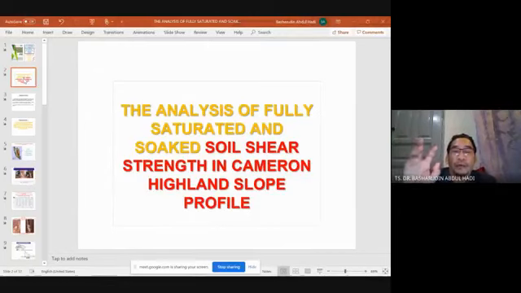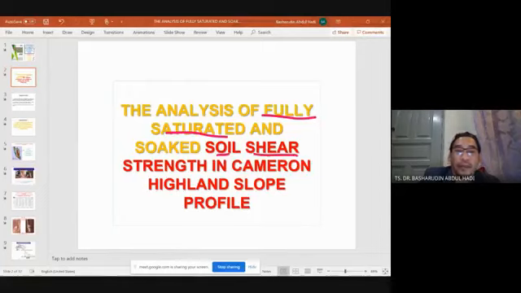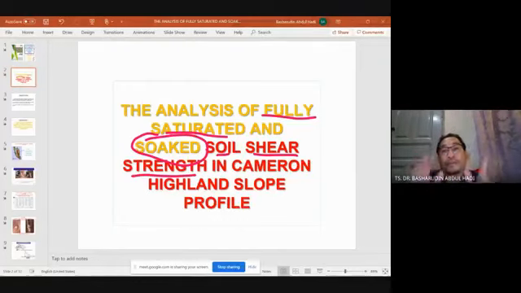Our highlight now is that engineers normally understand fully saturated soil shear strength. But here we included something new, which we call soaking. We soak the soil, even though it is fully saturated, for 7 days, and we see what happens. Is the shear strength, in terms of the angle, going up or going down? We say that it is going down. Is that right? We must prove it through laboratory testing.